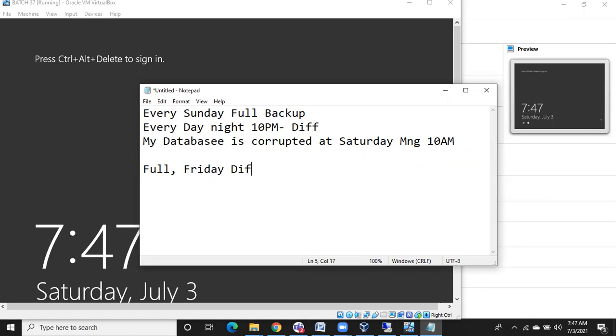Friday differential backup means what? Till Friday 10 p.m., right? If you restore the Friday differential backup, you are going to get the data till Friday 10 p.m. Then what about the data from Friday 10 p.m. to Saturday 10 a.m., the 12 hours of data? How are we going to achieve the recovery of these 12 hours of data? How can we get back those 12 hours of data?